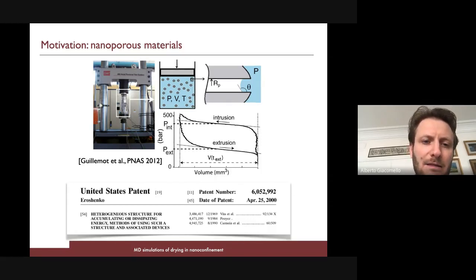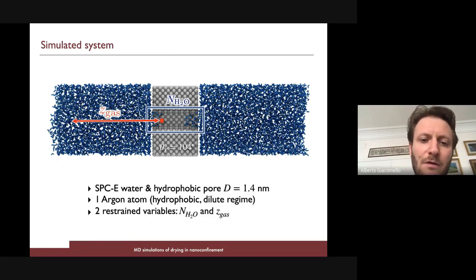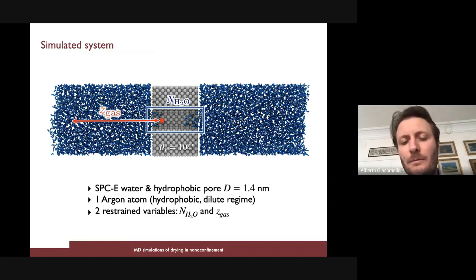Introduction of gas inside of this system may be an important way to control the phase behavior of water inside these nanopores. So the system we simulate is a cylindrical nanopore with a single particle. A rather technical detail is that it is SPC/E water. There is one argon atom, and we will use later on two restraint variables. So we will be able to restrain the position of the gas molecule along the pore axis and the number of water molecules inside of this cylindrical pore.